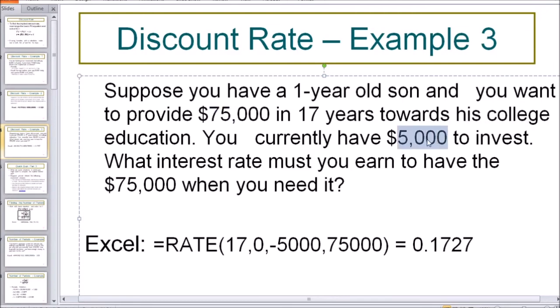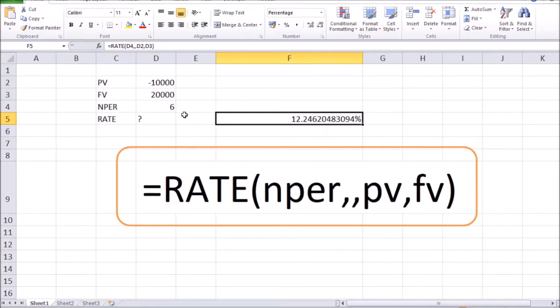What is the interest rate at which this money has to grow so that you do have enough money after 17 years? If this money grows too slowly, you will not have enough. This will not grow up to 75. If the 5,000 investment grows too slowly, perhaps in 17 years it will only turn to 25,000, right? So it should grow at least at some rate or faster. So what is that rate? Let's calculate that. Let's jump back into Excel.